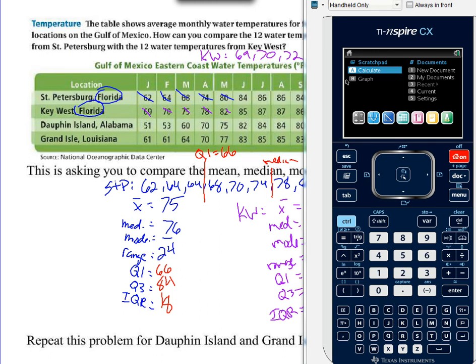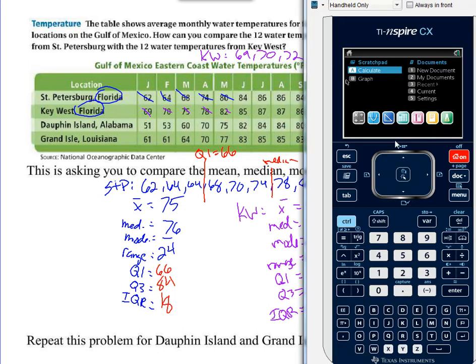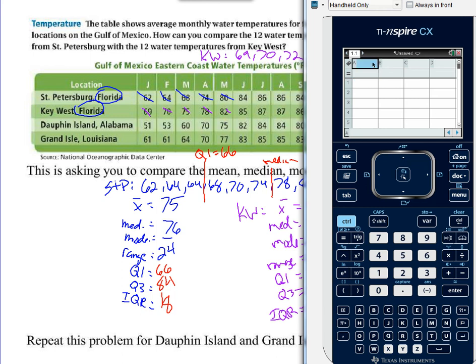Go to your spreadsheet. If you haven't cleared the memory yet, it's possible that somebody has something on there. So let's go to our spreadsheets. Once you've cleared the memory, we can go with Dauphin Island, call it DI. And then we're just going to enter the data in exactly the way that we see it. We don't have to order it. The calculator doesn't care. You just got to enter it in correctly. So 51, 53, and so on.